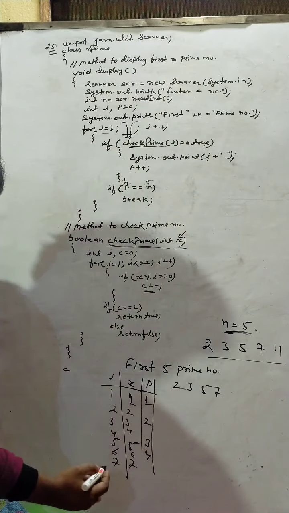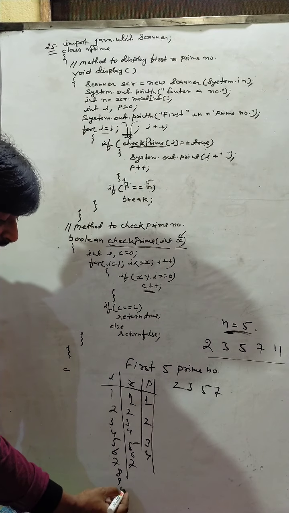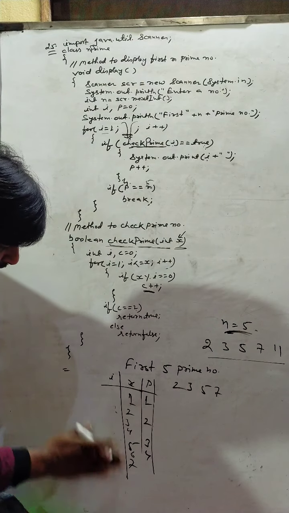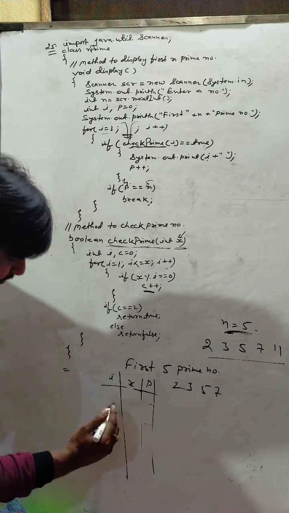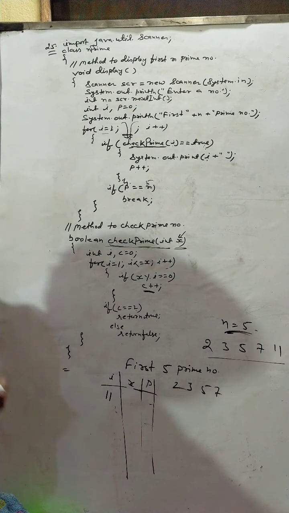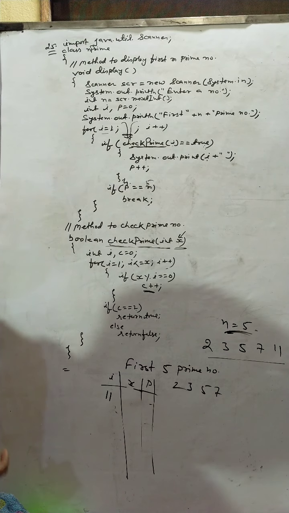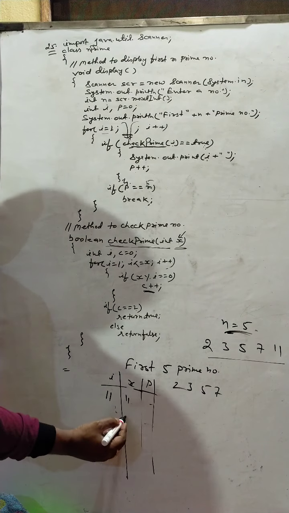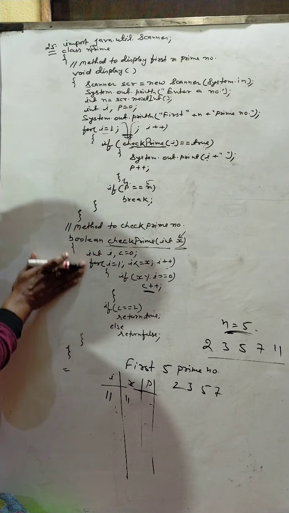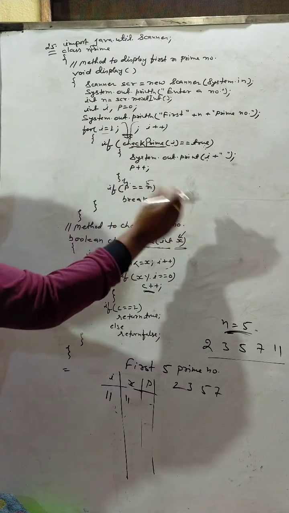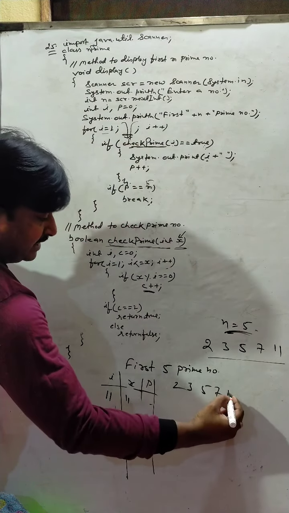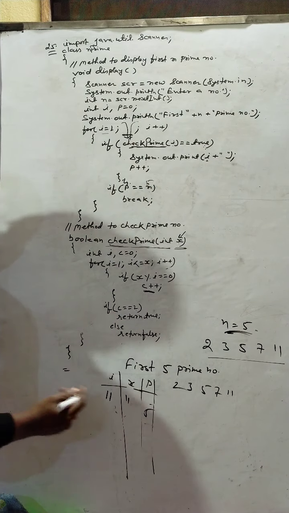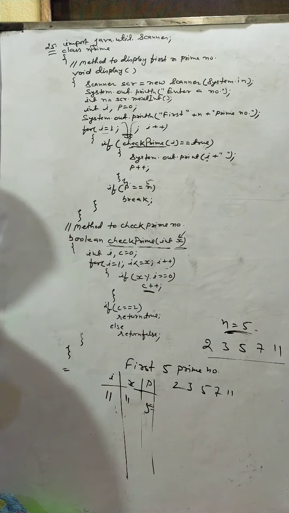Again i plus plus, 8, 9, 10, these are not prime. Once again the value of i will be increased up to 11, so x is also 11 according to the program. This time x is a prime number, therefore this function will return true. So 11 will be printed and p plus plus, p will increase up to 5. The new value of p is 5.